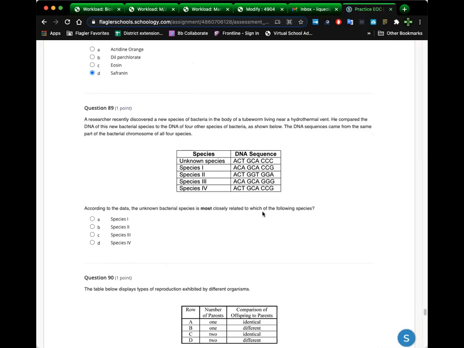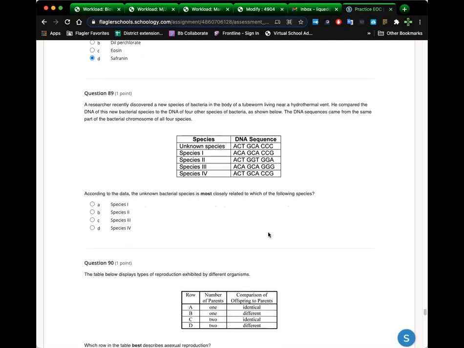All right, to see which ones are more closely related, see which species have the most DNA similar to each other. Okay, so the unknown species, let's just take a quick look right here. So this one, see, the only difference is the last letter. One has a C, one has a G, the rest are the same, so they're most similar.